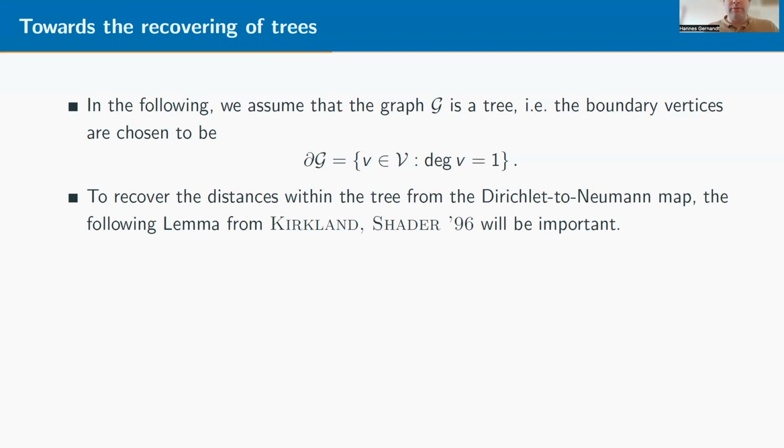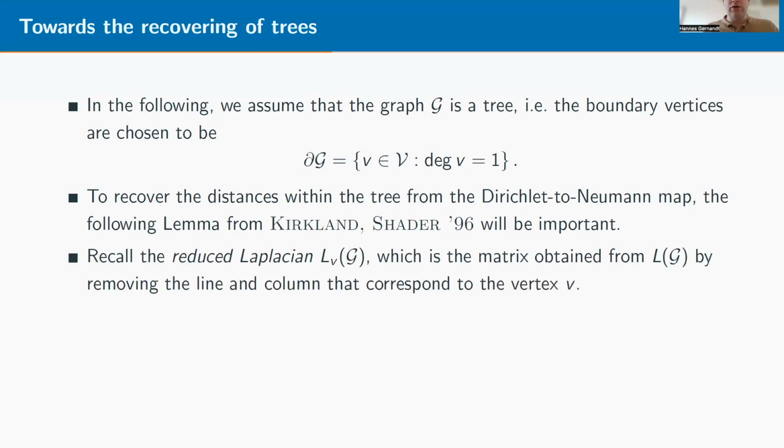So now, to recover the distances between boundary vertices, we use a nice lemma from a paper by Kirkland and Shader. And to apply this, to recover the distance, I need to introduce the so-called reduced Laplacian. And for this, I take the graph Laplacian and I fix a vertex V. And what I do then is I remove the line and column which corresponds to this vertex V. And then I get a matrix which is again square and of one dimension smaller.